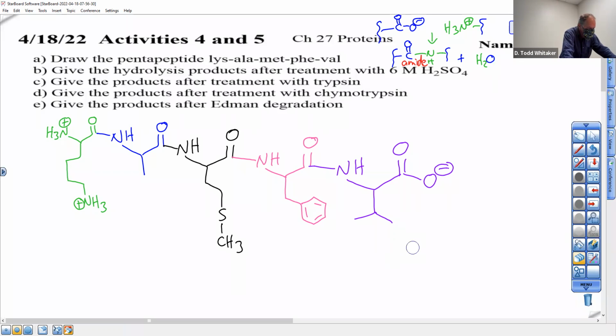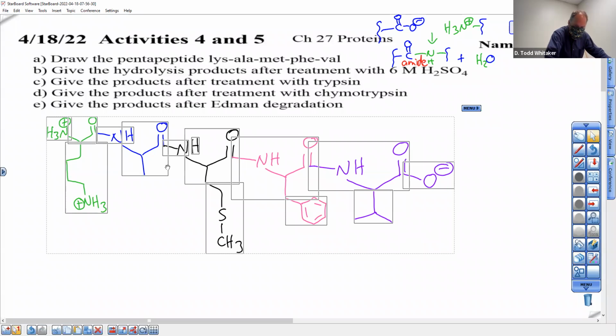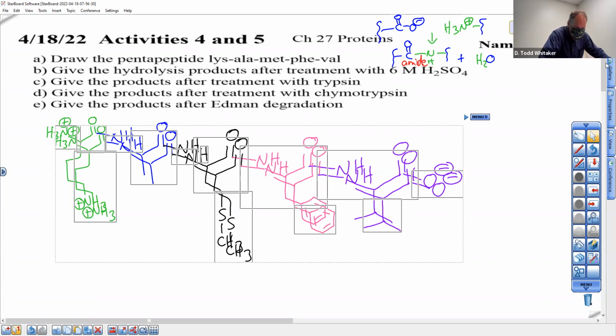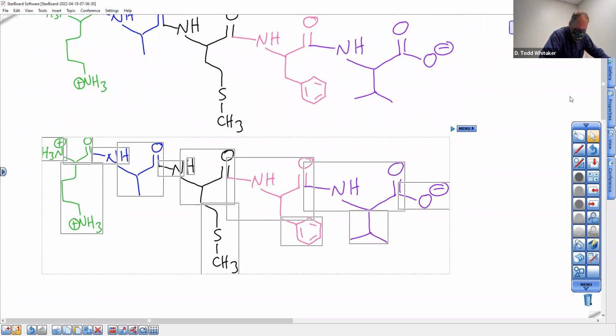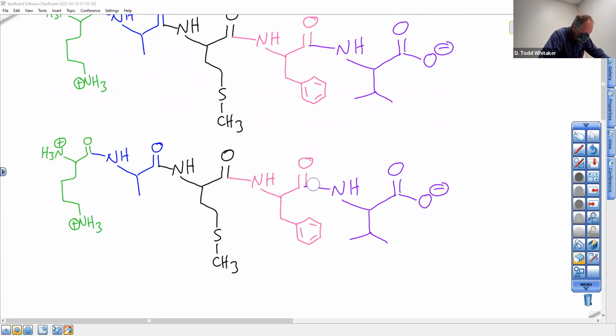Then you can do hydrolysis again. Treatment with 6 molar H2SO4. Oh, you be hating on me now. You be hating on me. Yeah, I know. It's not fair. Hydrolysis, huh? You're popping open every amide. Popping them open. Using water. Put OH on the carboxylic acid.